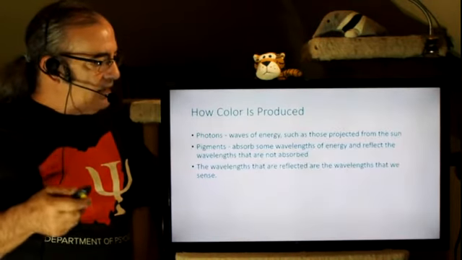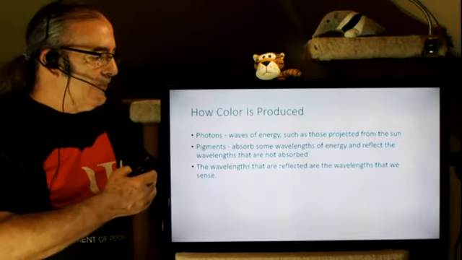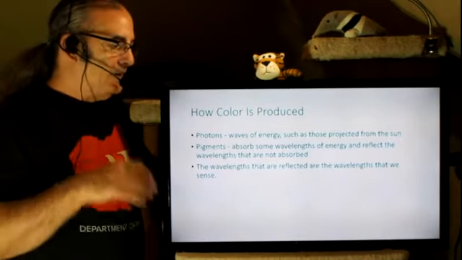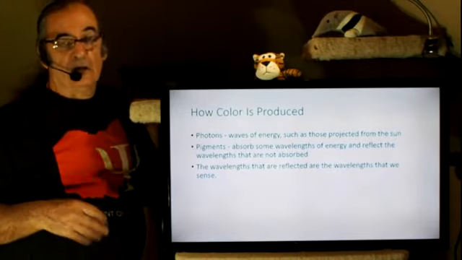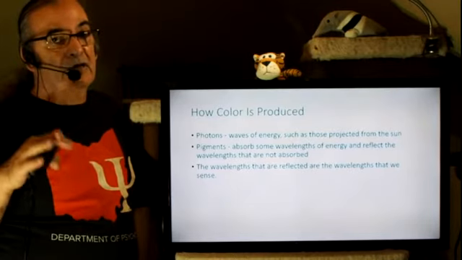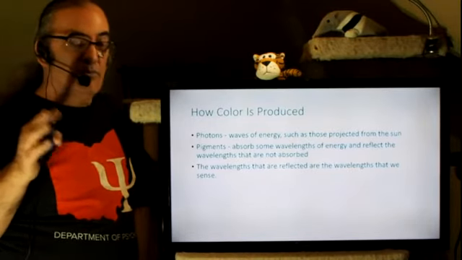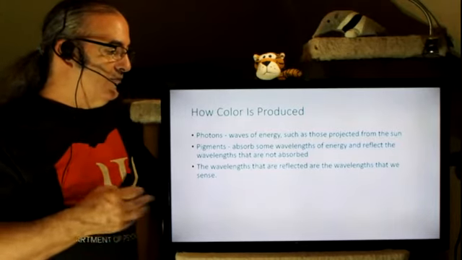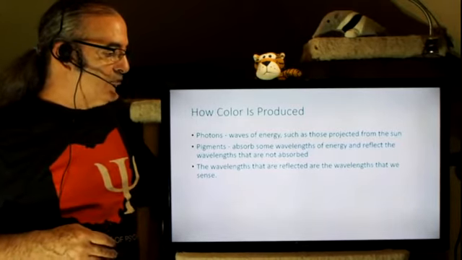So let's talk about how color is produced. Photons, that is waves of energy, and I'm going to get to that in just a minute, such as those projected from the sun, but any light source, if you will. And beyond that, when we look at the electromagnetic spectrum, we can see it's broader than just that. Pigments absorb some wavelengths of energy and reflect the wavelengths that are not absorbed.